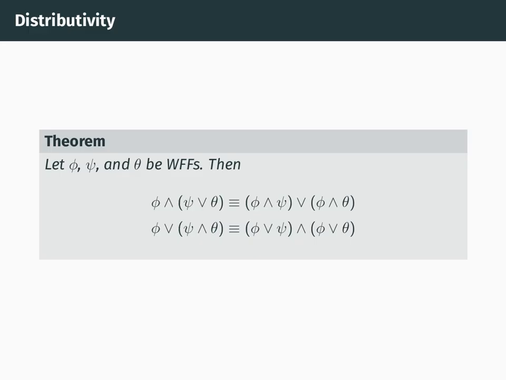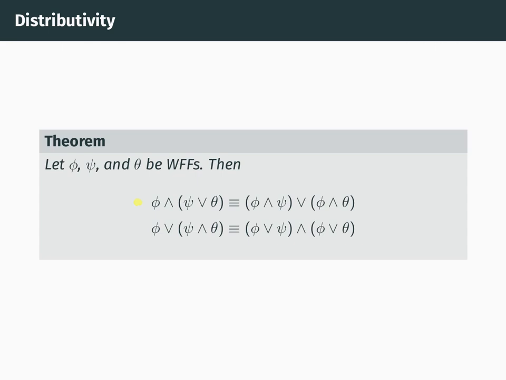Okay, our final theorem then, our final logical equivalences, which I'm not going to prove but just write down, are the following. If you take any three well-formed formulas, phi and psi and theta, then you have this distributivity property, which is, well, in fact, two distributivity properties. The first one says that phi and (psi or theta) is logically equivalent to (phi and psi) or (phi and theta), and that should remind you of the distributivity properties that we had for sets.